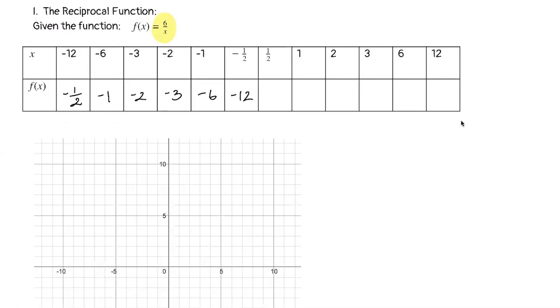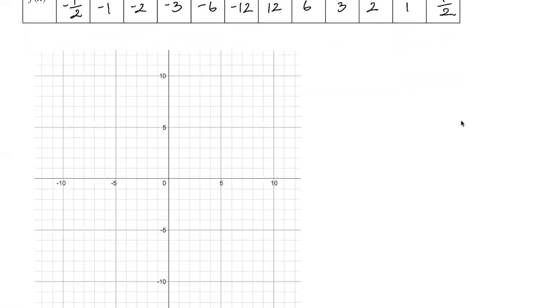Now, if we keep going with all these other values, we're going to get the same values we got the first time, except they're going to be positive because our input values are positive. So 6 divided by 1/2 is 12, then we have 6 and 3 and 2 and 1 and 1/2.